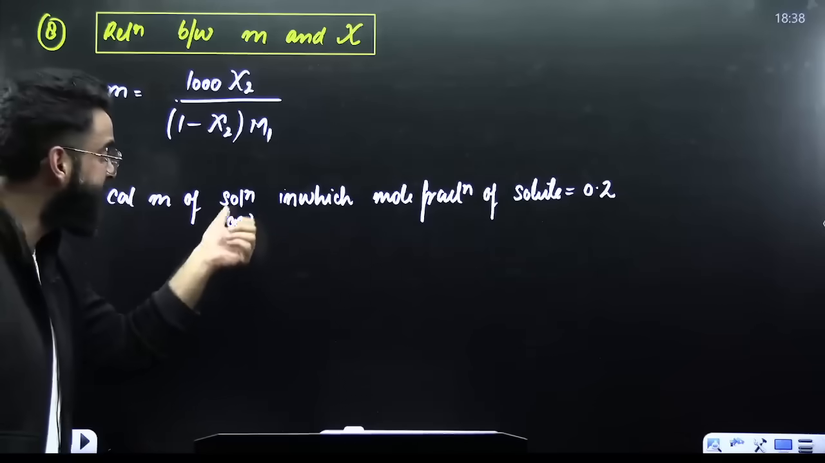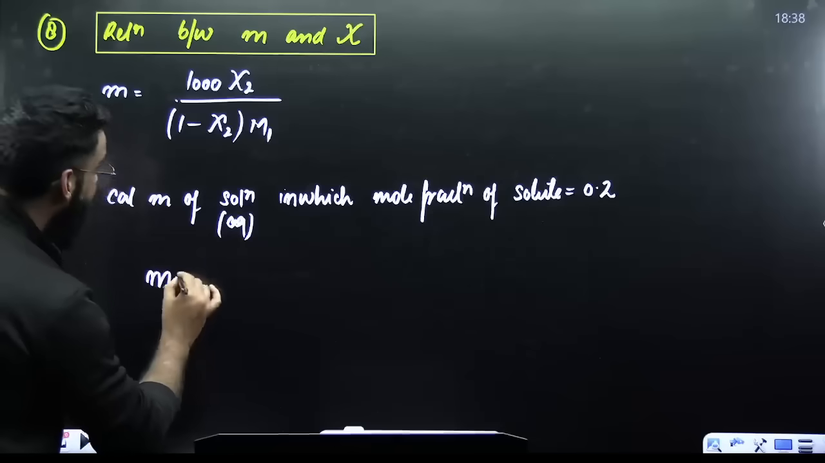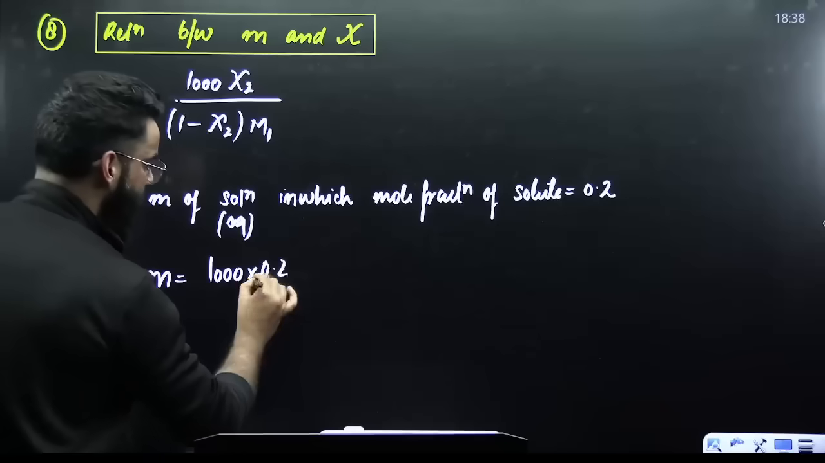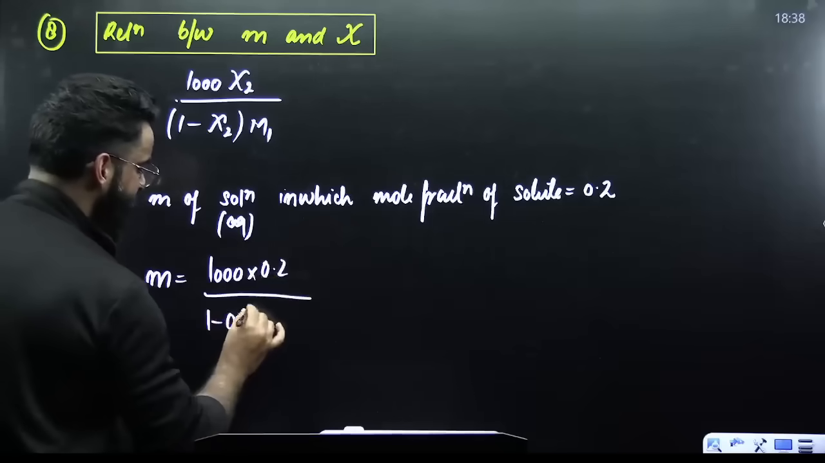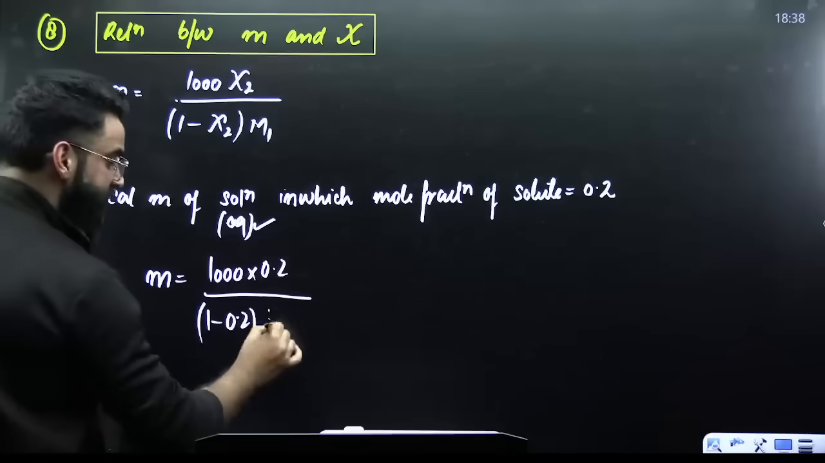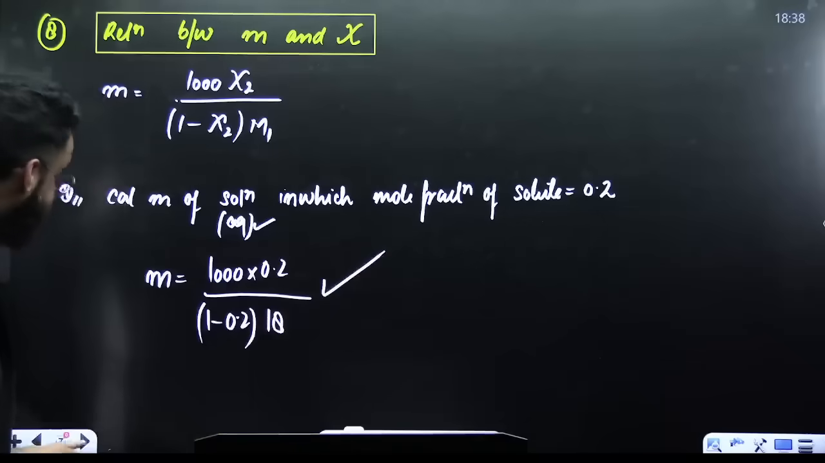Now a question can be like this: calculate molality of the aqueous solution in which mole fraction of solute is 0.2. So what you have to do? m is equal to 1000 multiplied by 0.2, divided by 1 minus 0.2, times molar mass of solvent. Since it's aqueous, the solvent is water whose molar mass is 18. Just solve this, a bit of calculation, and you're done.